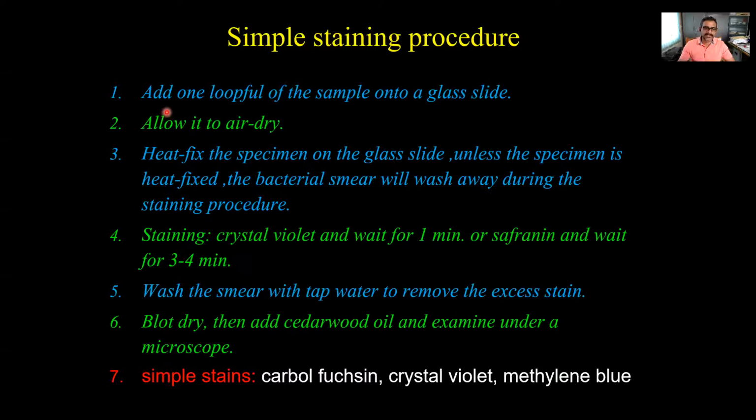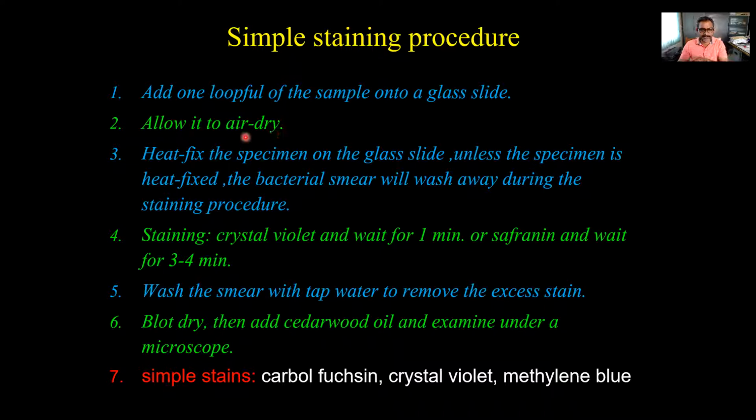So to see the simple staining procedure, take a clean slide, wash it, mark it, which is the top. Add one loopful of sample onto the glass slide. If it is a broth culture, you can directly add the loopful of culture. If you are taking the culture from the Petri plate, put a drop of water first, then take the culture and mix it.